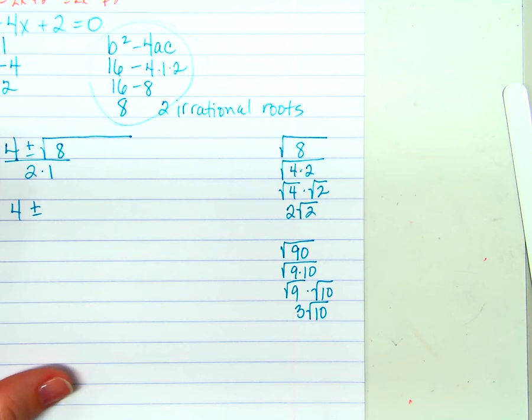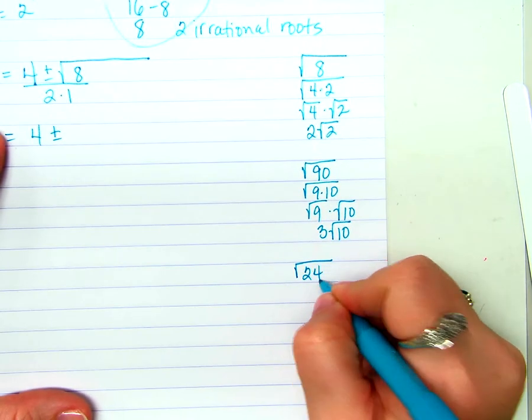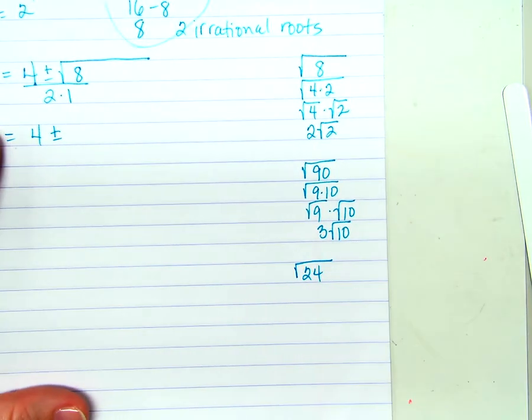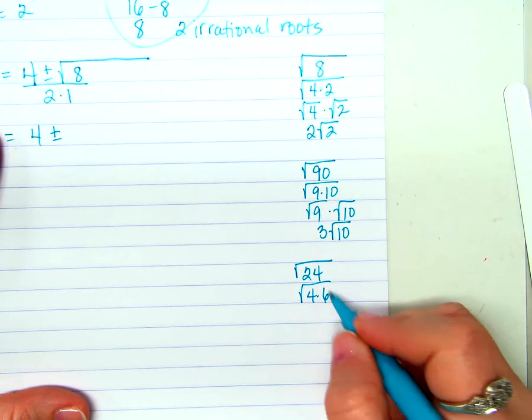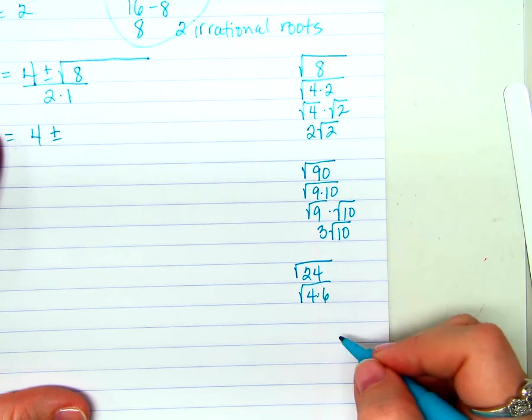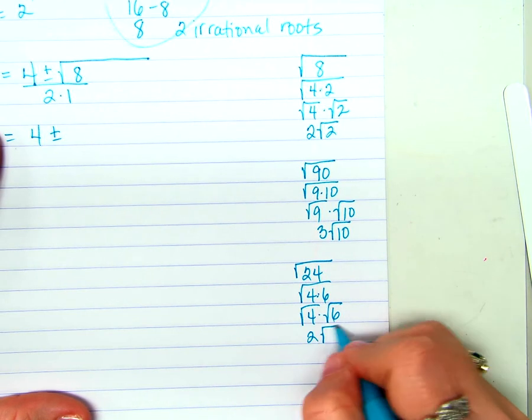Okay? One more. What about this one? 24. Okay, why wouldn't I choose 8 and 3? Why would I choose 6 and 4? Do I know the square root of 8 or the square root of 3? So I would choose 4 and 6 because I know the square root of 4. Okay? So I would make it 4 and 6. Can I skip a step here for you? Not yet? Okay. 2 root 6.